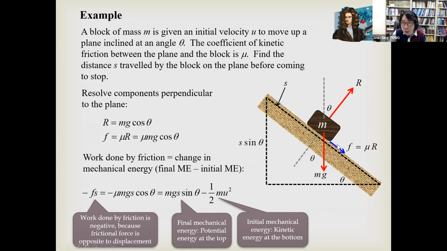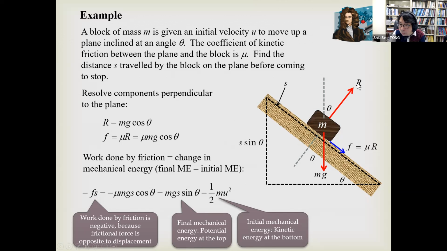Now, in order to calculate the friction, we first have to resolve the force component along the direction that is perpendicular to the inclined plane. Now we know that there is a normal reaction coming from the inclined plane on the block, and that component I call normal reaction R, right?